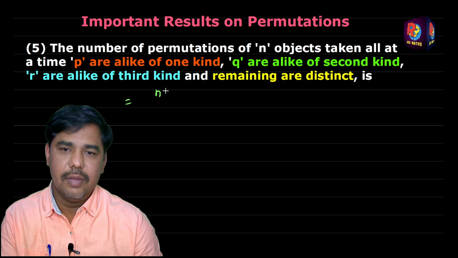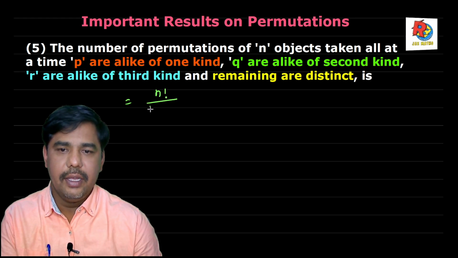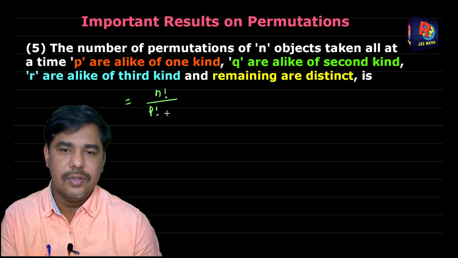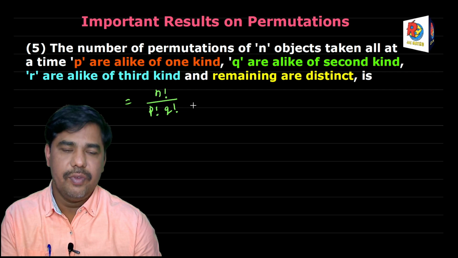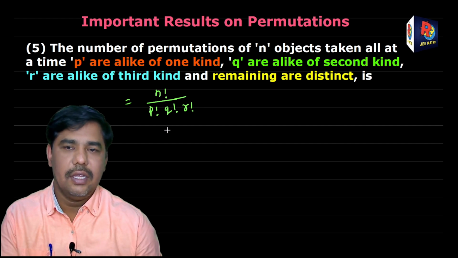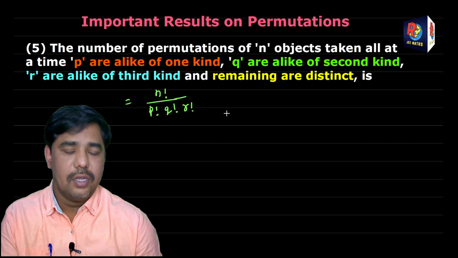So total objects are n, so n factorial ways we can arrange. Whatever alikes are there, those will be divided. P alike, P factorial ways, and Q alike, Q factorial ways, and R alike, R factorial ways I can divide. So this is the answer. Now you can observe this.